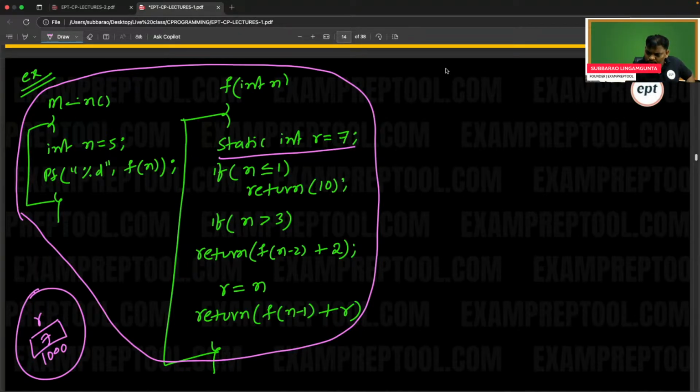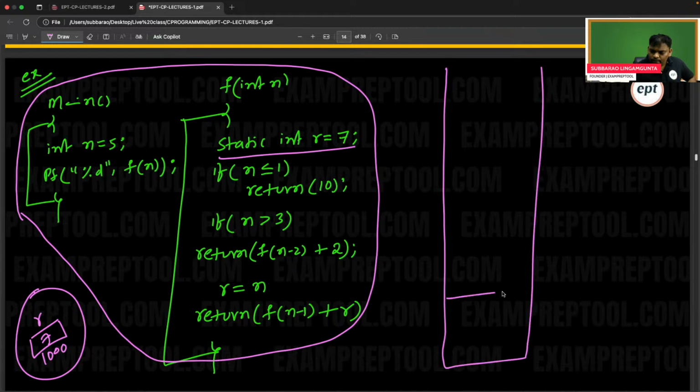So now see this one. It is main. Everyone observe main. It is main first. In the main, int n is equal to 5. Okay, n is 5, address 2000. So the first line is over. Can you see the second line? Its purpose is to print %f of n. The n value 5 is going, so it will go here, to the f function.